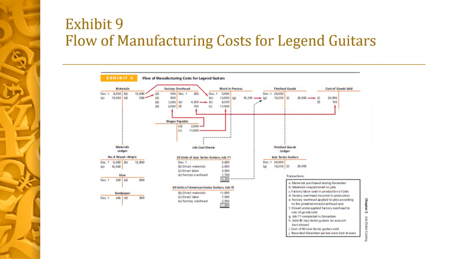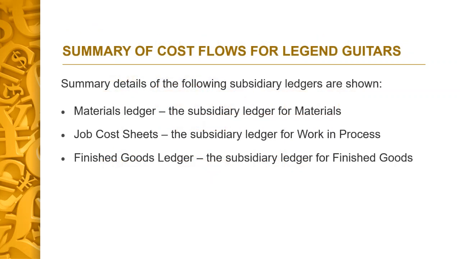Here's Exhibit 9, which shows you the flow of manufacturing costs for Legend Guitars. In addition, summary details of the following subsidiary ledgers are shown: the materials ledger, the subsidiary ledger for materials; the job cost sheets, that's the subsidiary ledger for work in process; and the finished goods ledger, and that's the subsidiary ledger for finished goods.